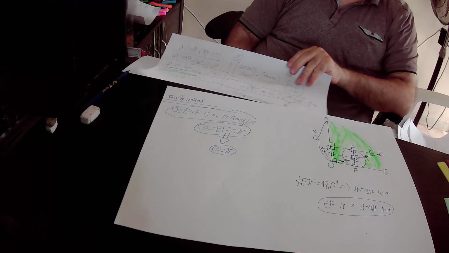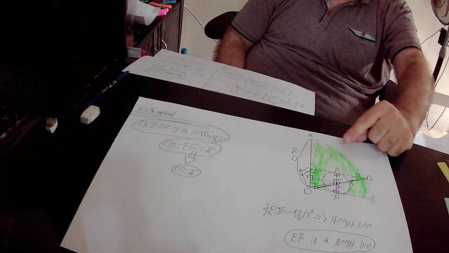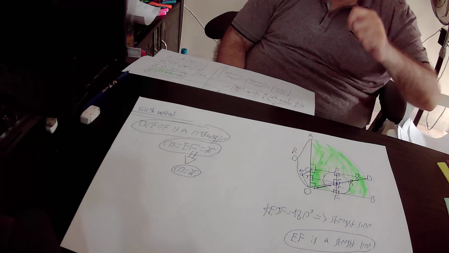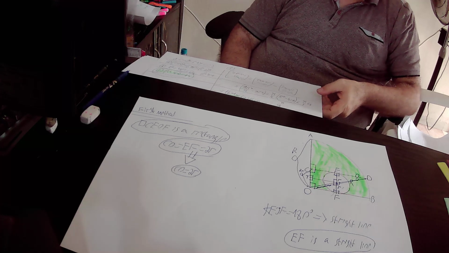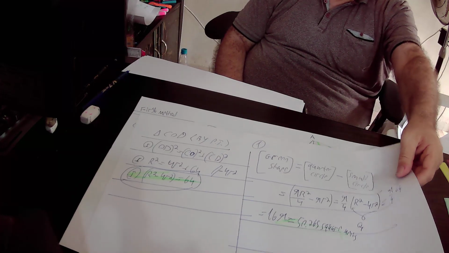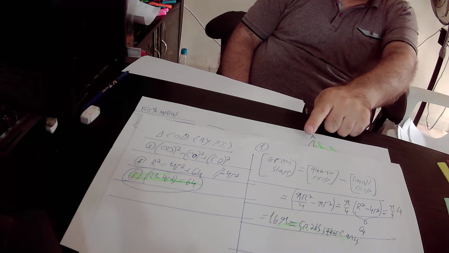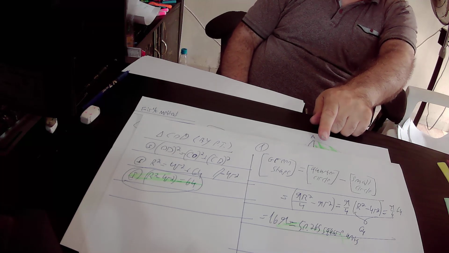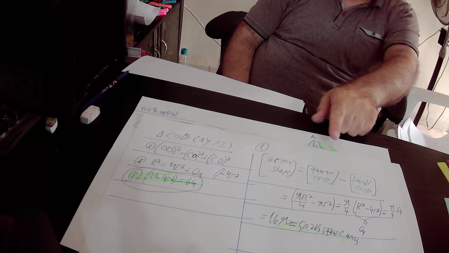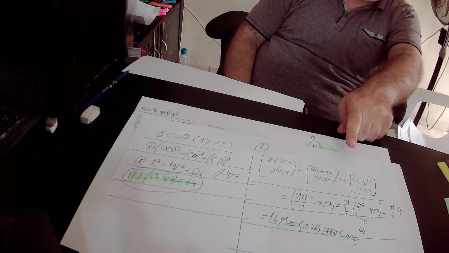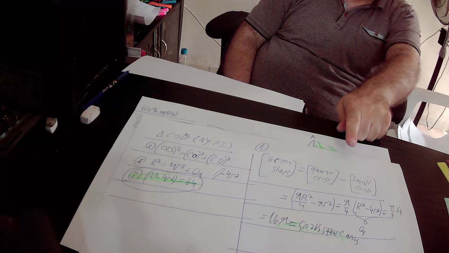What is the area of the green shape? The area of the green shape equals the area of the quarter circle minus the area of the small circle. The area of the quarter circle equals pi times capital R square over 4. The area of the small circle equals pi times R square.